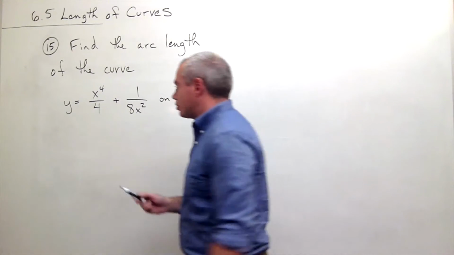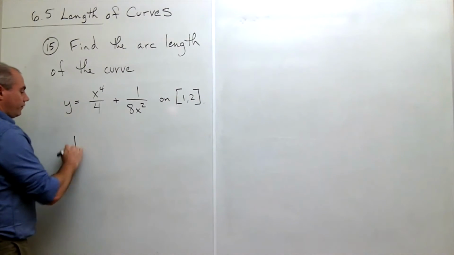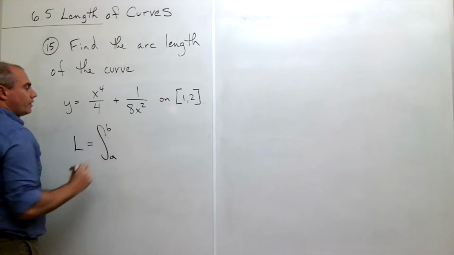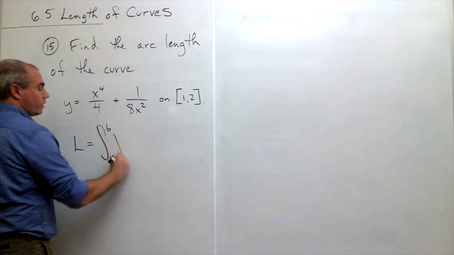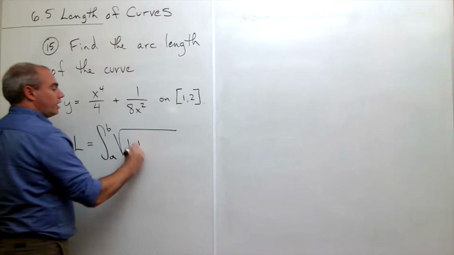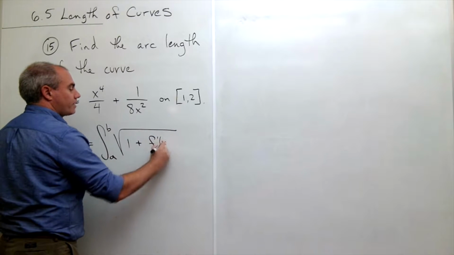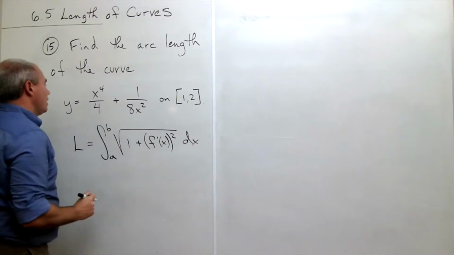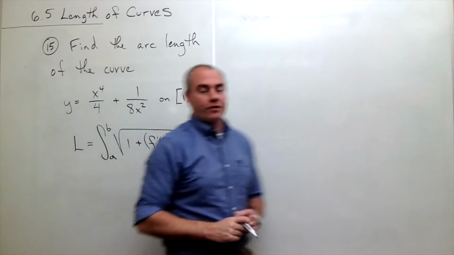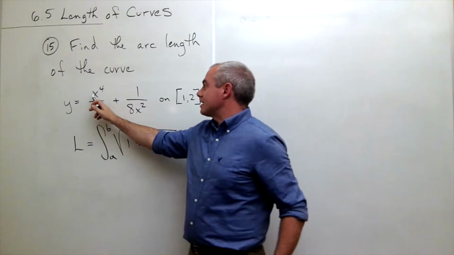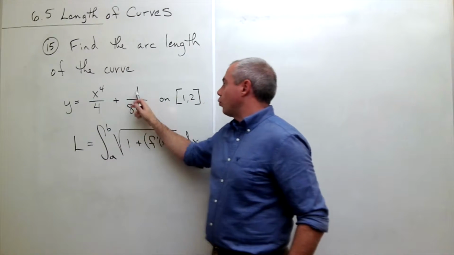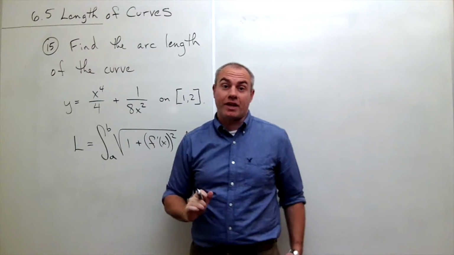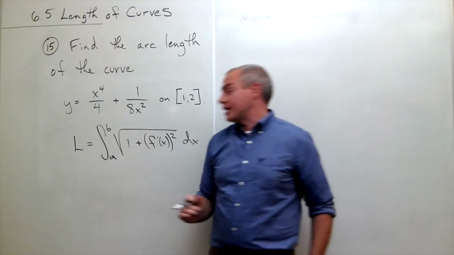All right, let's start by looking at our arc length formula. Arc length is the integral from a to b of the square root of 1 plus f prime of x quantity squared dx. I have my function y over here: y is x to the 4th over 4 plus 1 over 8x squared. We're going to need a derivative of that function, so let's go ahead and take it right now.